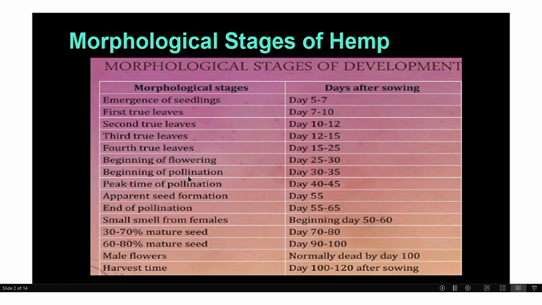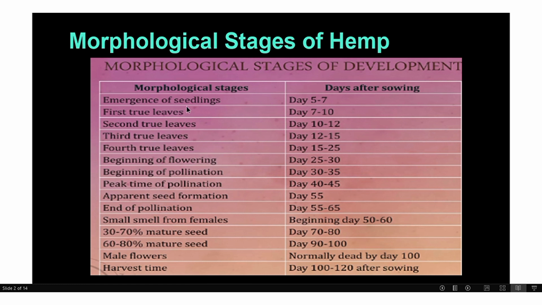Beginning of pollination takes 30 to 35 days. Peak time of pollination is 40 to 45 days, and apparent seed formation is at 55 days. This is the time after the sowing of seeds. End of pollination requires 55 to 65 days.